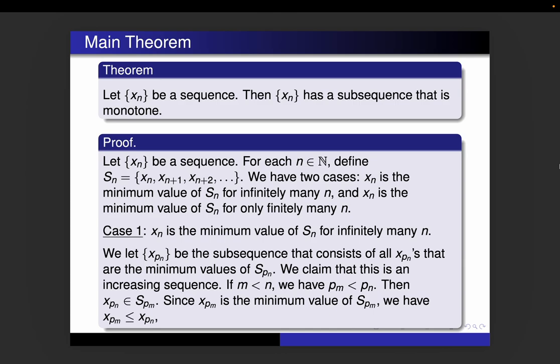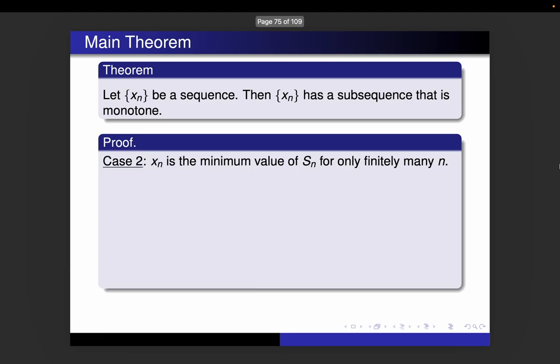Since x sub pm is the minimum value of S sub pm, we have x sub pm less than or equal to x sub pm plus 1, which makes it an increasing sequence. Yay! For case 2, xn is the minimum value of Sn for only finitely many n.